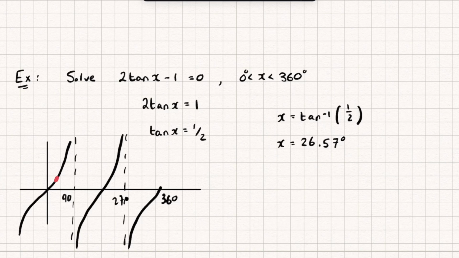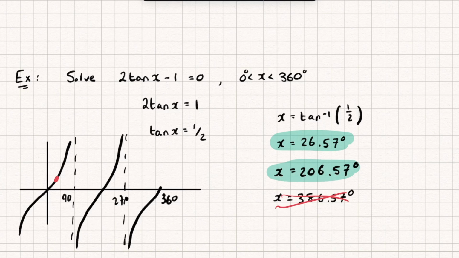So to this solution, I'm going to add on 180, and that gives me another solution at x equals 206.57 degrees. And again, let's add on 180 again, and you can see this is now going to be outside the range I'm interested in. It's going to give me 386.57 degrees, which is too big. It's not in the interval I'm interested in, so I can just reject that. I can cross it out, and you can see we get 2 solutions for where 2 tan of x minus 1 equals 0, one at x equals 26.57, and another at x equals 206.57.